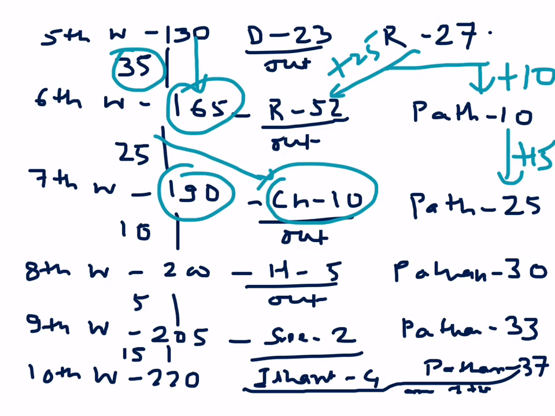Next, 190 to 200, the runs increase by 10 runs. When I give 10 runs to Pathan, he reaches only 35. So Pathan won't be out in any situation. So Harbhajan must have come out at 7th wicket down, and Harbhajan could have got out at 8th wicket down. 8th wicket down, he got out.